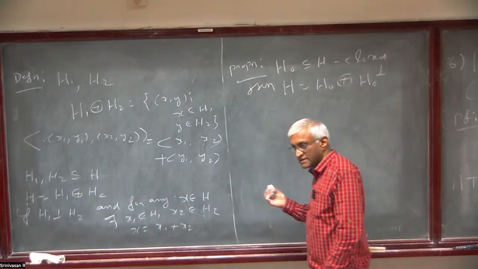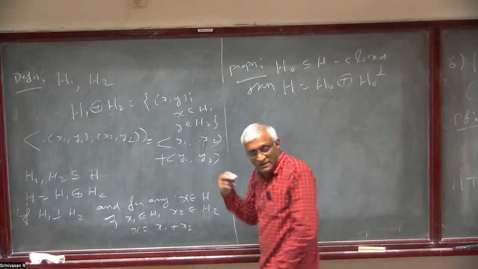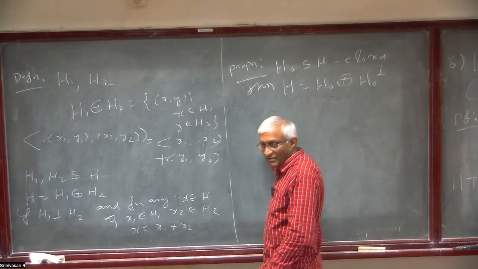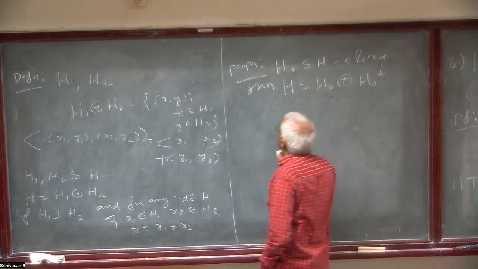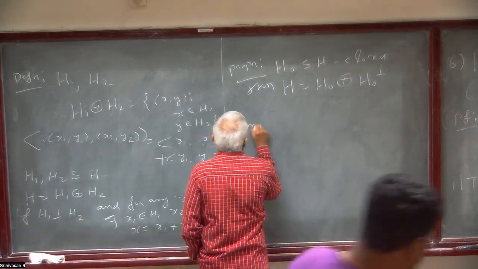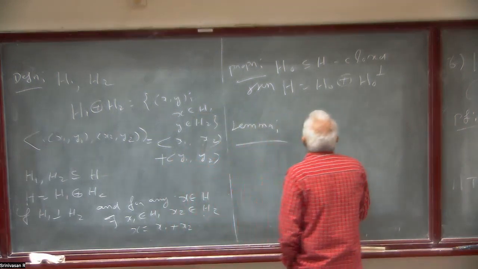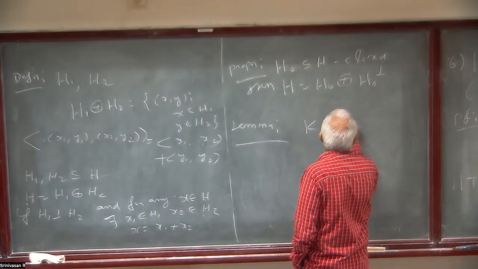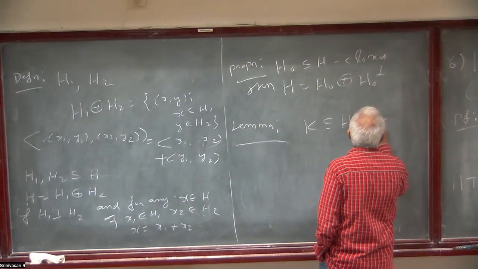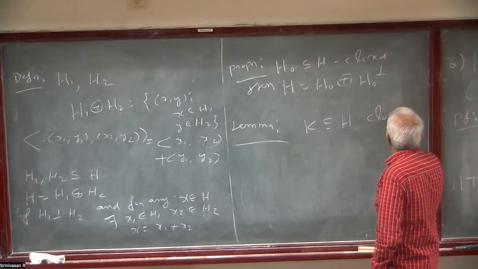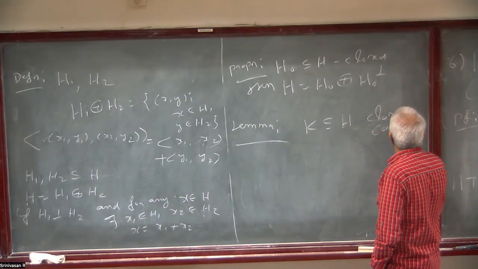Okay, I will give you one of the scale. So since you haven't seen this, no? So I will prove this. Okay. So to prove this, I will use the following. Again, I put 20 minutes. So if we have a K contained in H, a convex set, closed convex set.